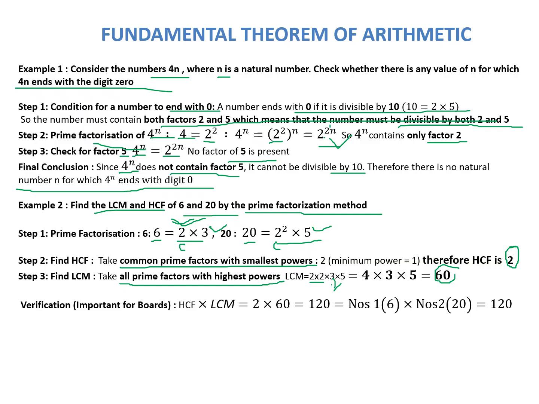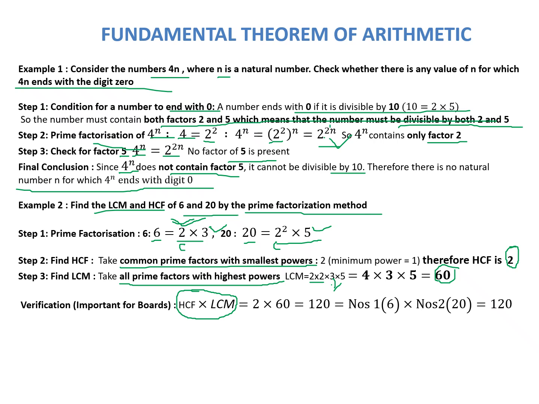Now we'll verify whether our calculation is correct or not by using a very important concept, which is that HCF into LCM is equal to the product of the two numbers. This is a theorem, or you can say this is the fundamental theorem of arithmetic, which we can apply. HCF into LCM is equal to the product of two numbers.